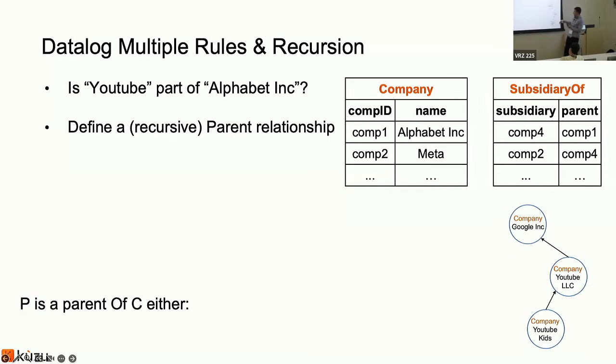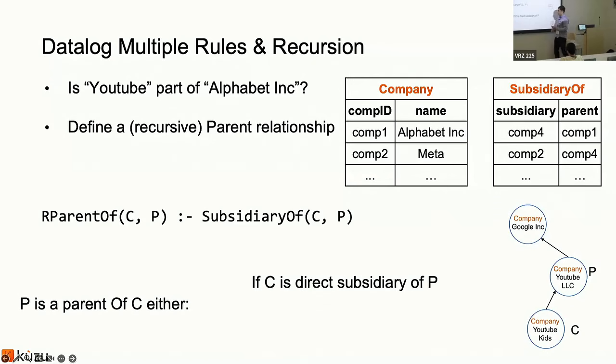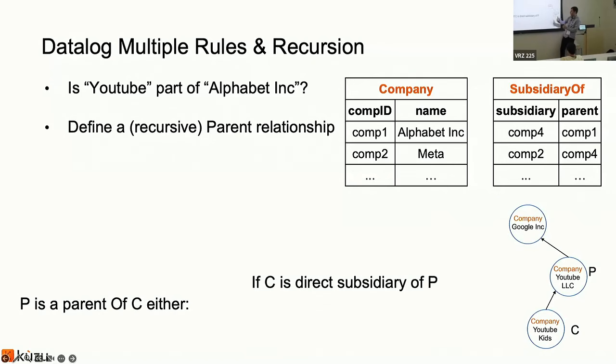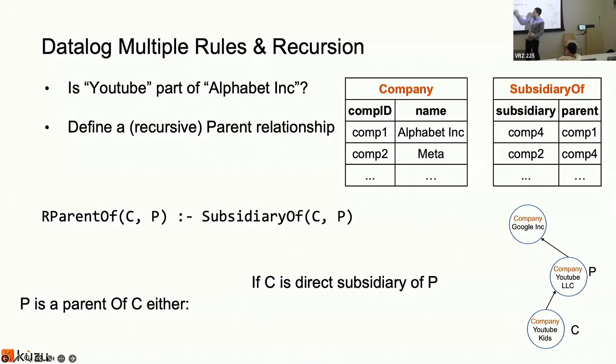A particular company P is a parent of C if C is a direct subsidiary of P. So you're in a situation like this. YouTube LLC versus YouTube Kids, for example: YouTube Kids is a subsidiary of YouTube LLC, and you'd represent that in Datalog with this. Whenever C is a subsidiary of P, then P is a parent of C, okay?